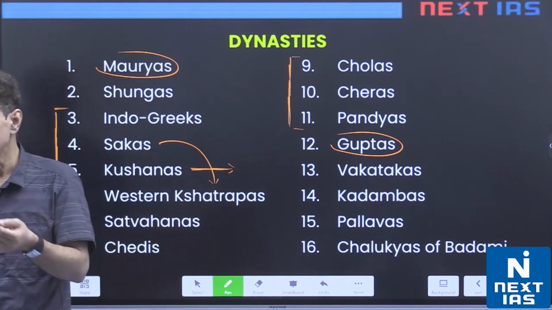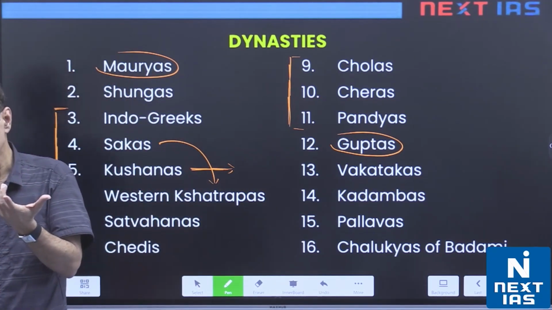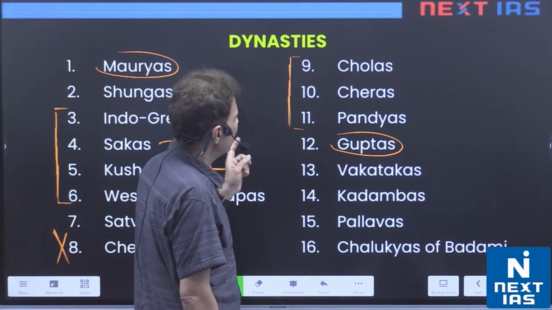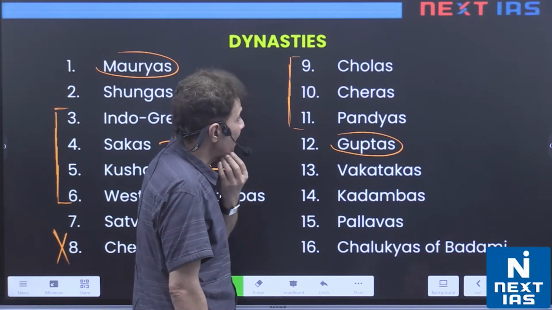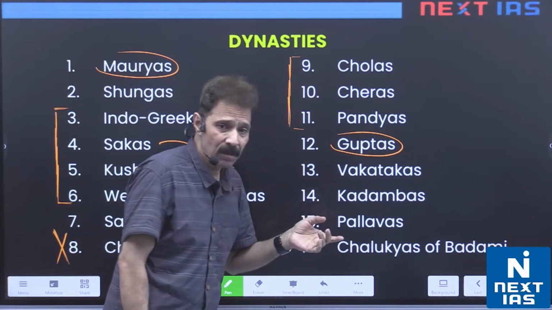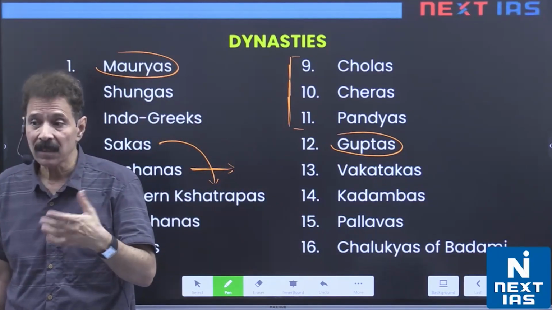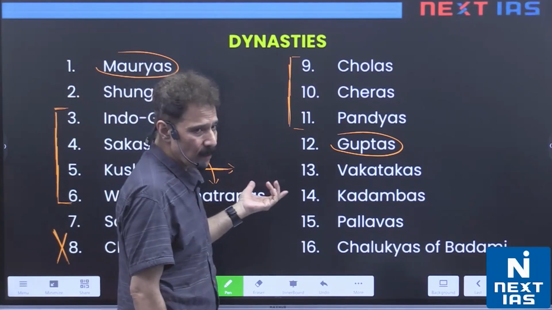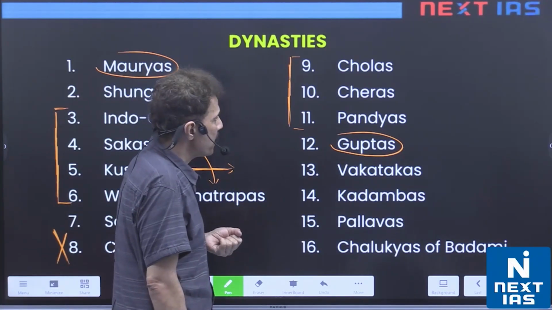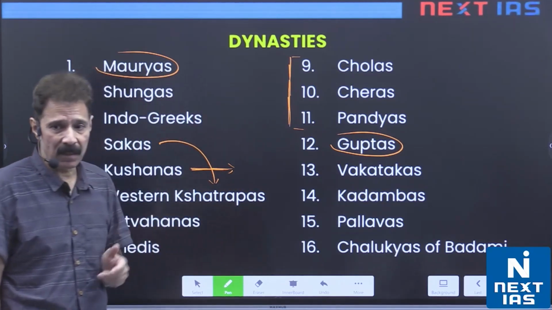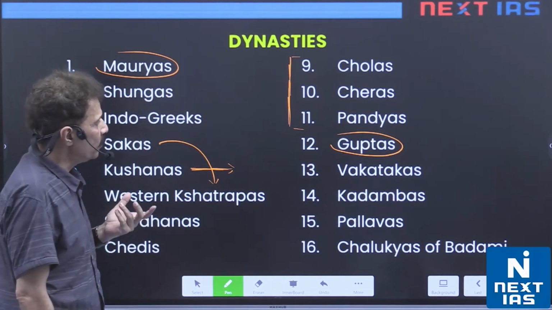Political system, yes. And the second important thing is literature. The literature developed during their period is known as Sangam literature. So one is the political system, second is literature.